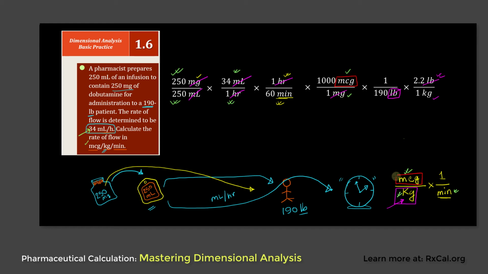This is what we need. Then kilogram in the denominator. This is what we need. Look at this, kilogram in the denominator. And then minute also at the denominator. So we complete the calculation and we get a number 6.56 microgram per kilogram per minute. This is the desired answer in desired unit.